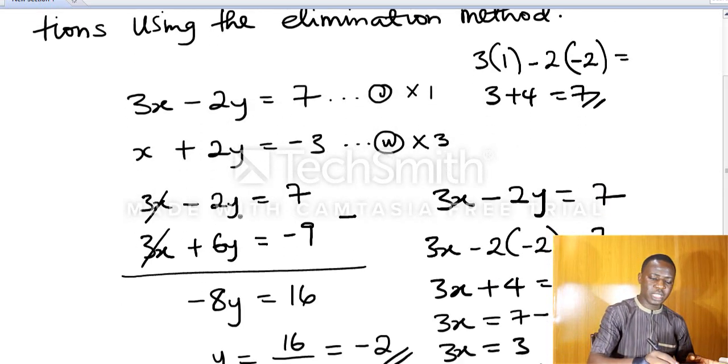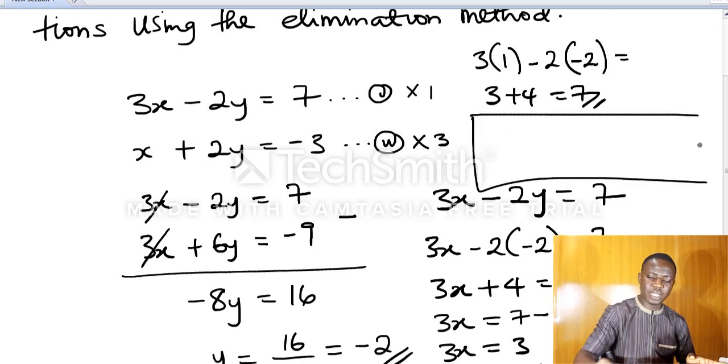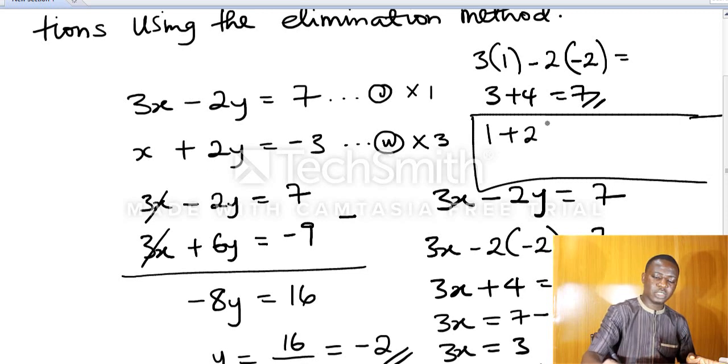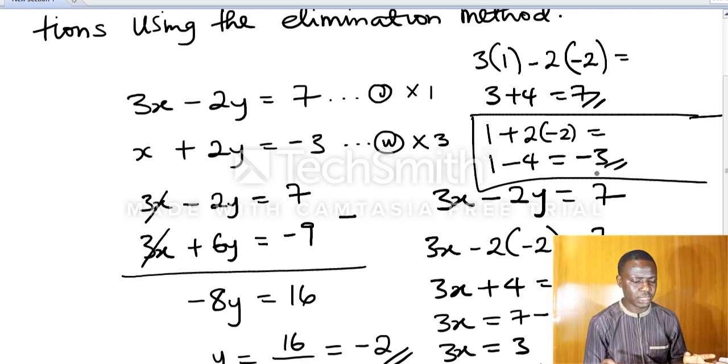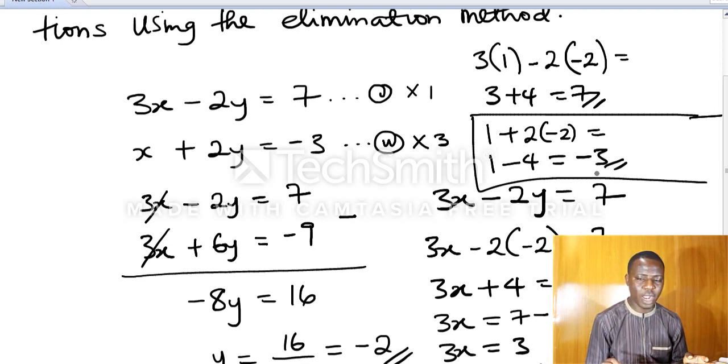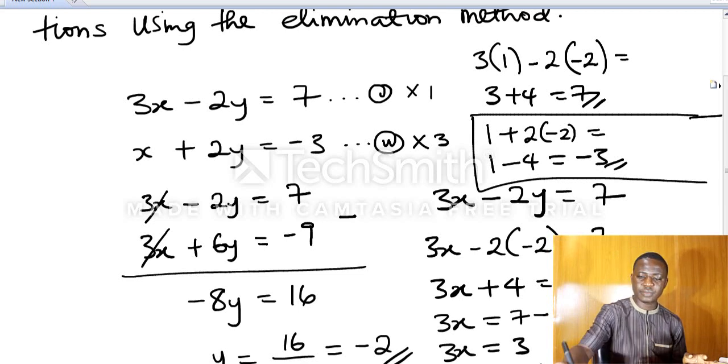Equation 2 says x plus 2y is equal to -7. So if you solve that, let's see if it will give us x is 1. So this is 1 plus 2y, that is 2 into bracket minus 2. Will it give us -3? Let's wait and see. This is 1 minus 4, and 1 minus 4 is what? -3. That shows that our values for x and y are correct.